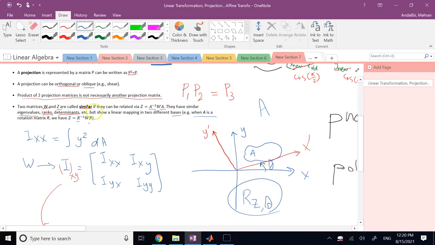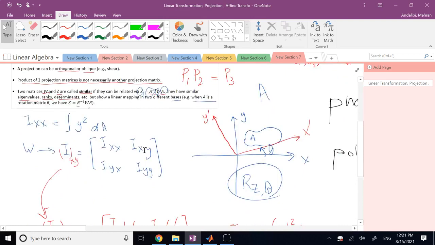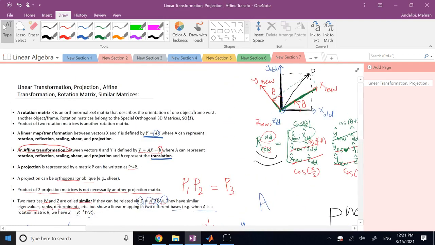Okay, so this is called the similarity transform, going from W shown in one frame to the same thing in another frame, as long as the relation between the frames is described by matrix A. So hopefully going through these important topics of linear algebra, linear transformation, affine transformation, projection, shear, all sorts of things, and similarity transformation was useful to you, and I will see you in my next video.